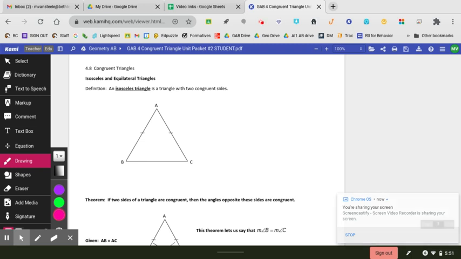Hello, everyone. Today we are continuing our triangles, and we now have all our tools for proving triangles congruent. So now we're going to focus on isosceles and equilateral triangles. Definition: an isosceles triangle is a triangle with two congruent sides.